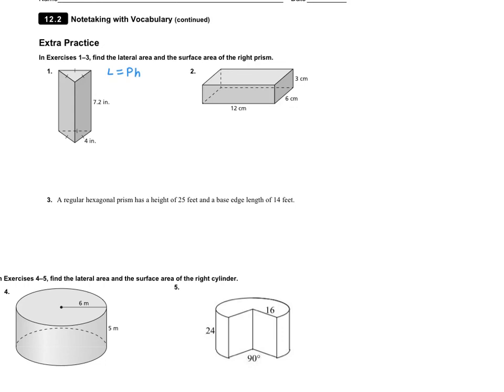Now, we're told that all of the sides are congruent, so then I know that if one side is 4, all 3 sides are going to be 4. Which means that the base is going to be 4 plus 4 plus 4, which is 12. So then for the lateral area, it's going to be 12 times my height, which is 7.2.